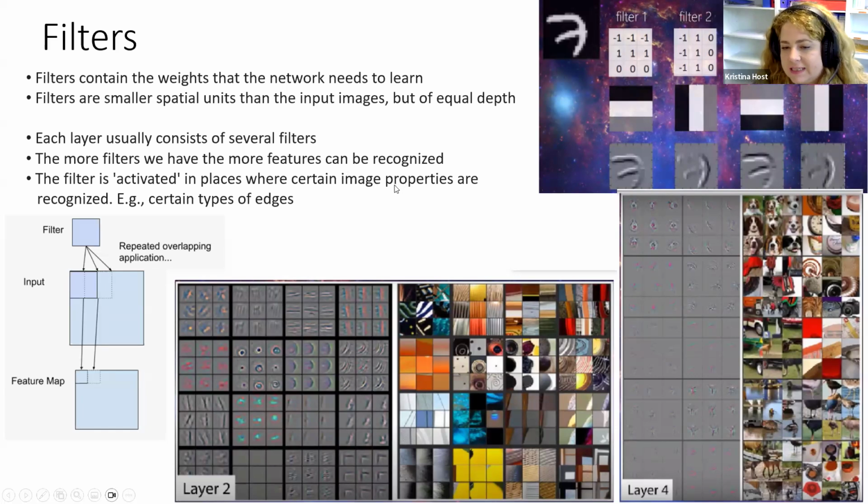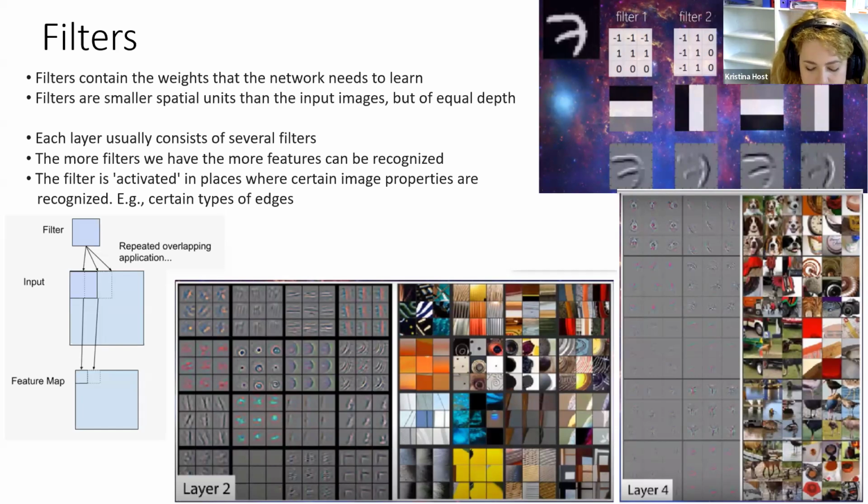If a filter is activated in some place, that means that some property is recognized. For example, one edge is recognized, or maybe a circle, or some feature that you have defined that you want to find.